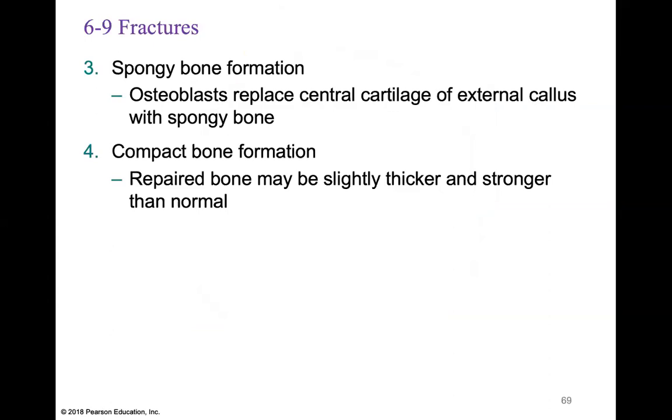The third and fourth steps of repair are spongy bone formation, where osteoblasts replace the central cartilage and the external callus with spongy bone, and compact bone formation, where the bone is repaired. The bone may be slightly thicker and stronger than normal. If you've broken a bone, instead of just repairing it the way it was, because this is now a quote unquote weak spot, it will probably be reinforced a little thicker than it was originally. This just adds a little more support to the area that has been damaged.